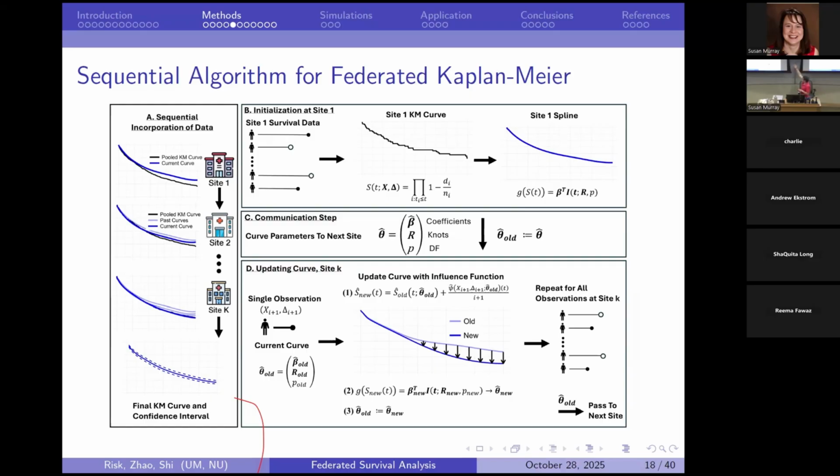So we have this initialization at site 1 in panel B, where we have a spline approximation to the initial Kaplan-Meier curve. We have the communication step where we share the parameters of the spline, and then you can see our process for updating the curve at any individual site. So that plot here, where I have old and new, that is the shift based on the average value of the influence function at some relatively dense set of grid points that we want to shift the curve, and then that allows us to fit the new spline approximation and get more and more accurate estimates.